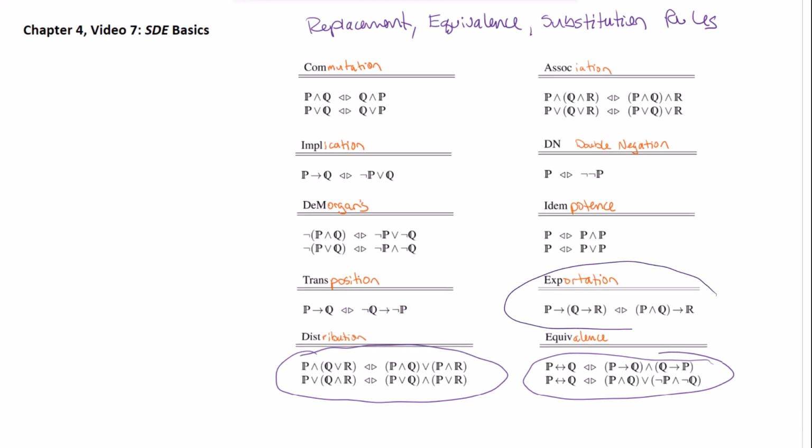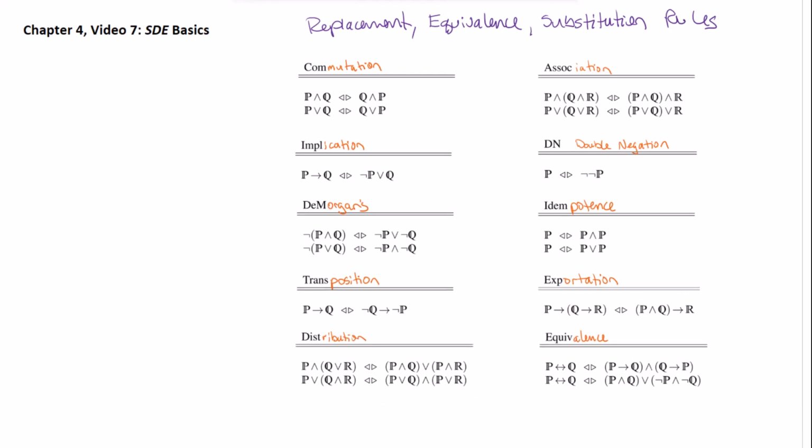There's also the exportation rule, which you may have talked about doing translations. A chain of conditionals with a complex consequent is equivalent to putting the two antecedents together in a conjunction. And last but not least is the idempotence rule, which tells us that any formula is equivalent to its redundant conjunction or redundant disjunction, or thinking right to left here, if you have a redundant disjunction or conjunction, it's going to be equivalent to and therefore replaceable by just the formula itself.